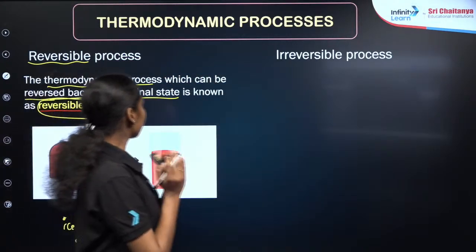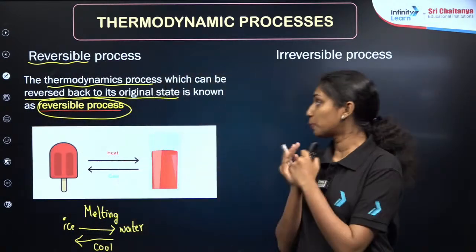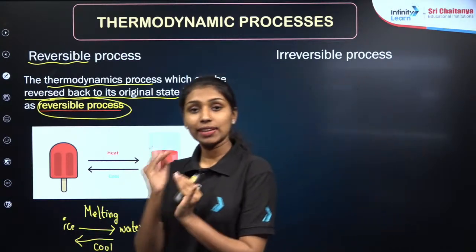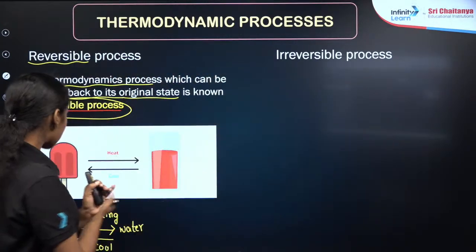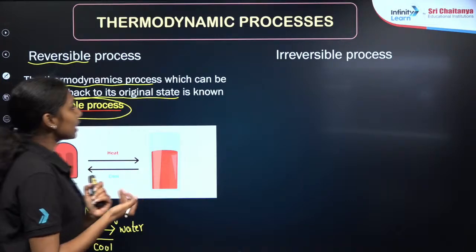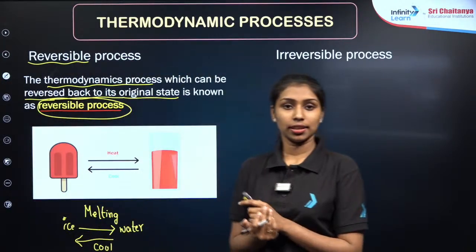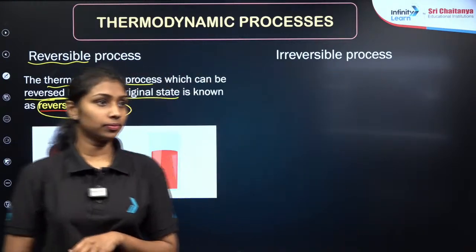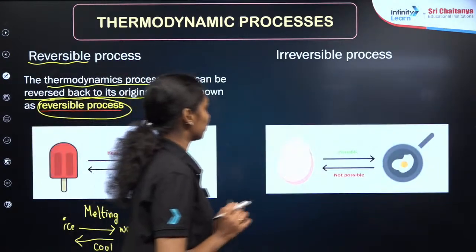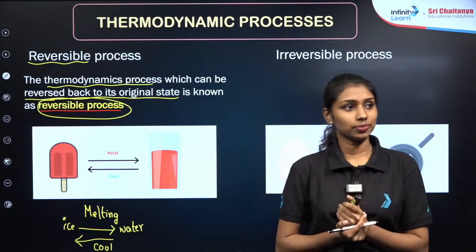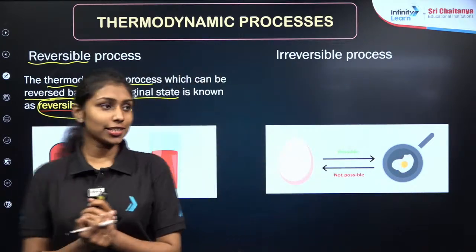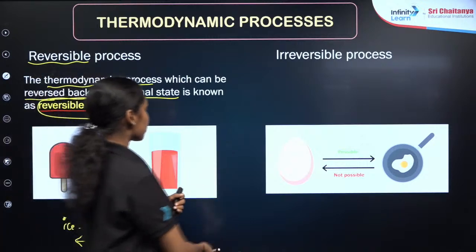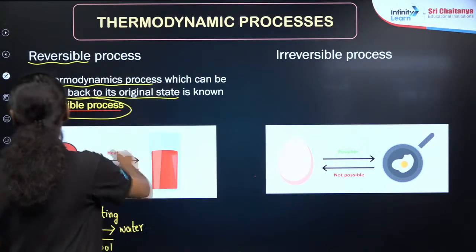Clear now? What about the reversible process? Whenever any process is possible to reverse back to the original state, we can call it a reversible process. An example is given here. Now, what about the irreversible process? An example is given here, right? Do you get any idea about the irreversible process by using this example? Irreversible process.